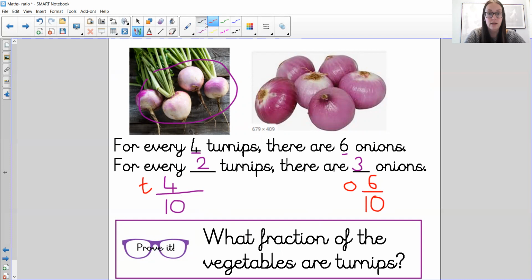Can we simplify? Can we make those figures easier to work with? Well, I can divide this by 2, which would be 2 out of 5. I can divide this by 2, which would be 3 out of 5. And I know they're right because together they would add up to 5/5, and 5/5 is a whole, and we want the whole of the vegetables. What do you notice?